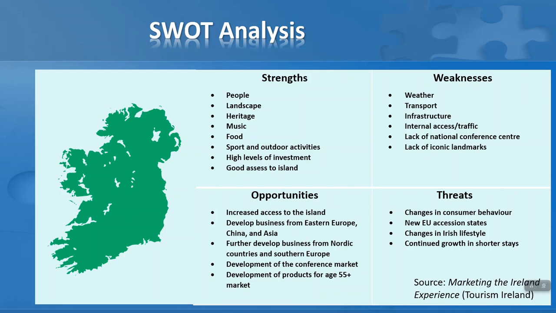And then the Tourism Ireland people looked outside to see, well, what are the opportunities available to improve tourism in Ireland? So they looked at things like developing business from the Nordic countries and Southern Europe, develop the conference market, and also look at products for over 55s. And then the fourth and final part, Tourism Ireland looked at the threats, and they felt that threats in consumer behaviour would be a threat to tourism in Ireland. New accession states into the European Union, changes in Irish lifestyle, and growth in shorter stays. These are the type of things that could be threats to marketing the Ireland experience and a successful improvement for the Tourism Ireland folks who carried out this result.